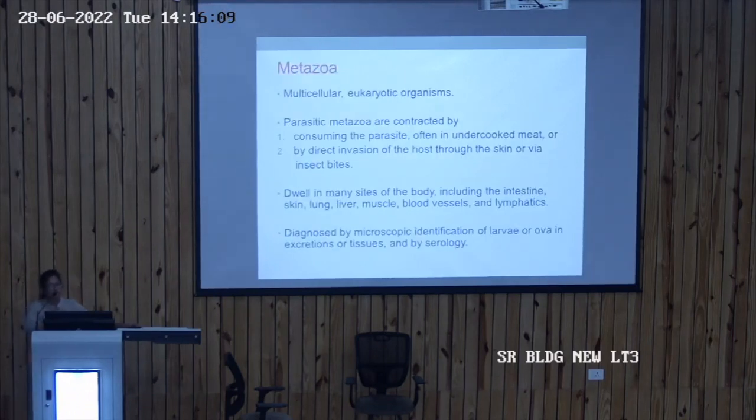So metazoa are multicellular eukaryotic organisms. These parasitic metazoa are usually contracted in two ways: consuming the parasite, which is often present in undercooked meat, or by direct invasion of the host through skin or via insect bites. They dwell in many sites in the body, including skin, liver, lung, muscle, blood vessels, and lymphatics.